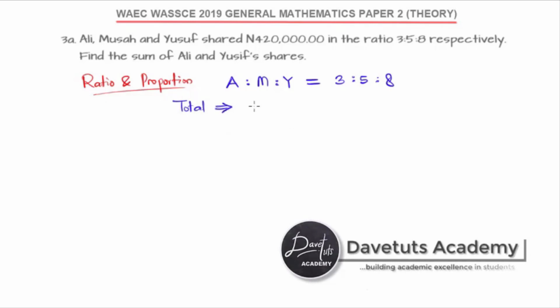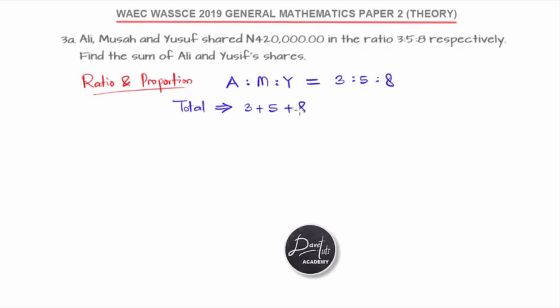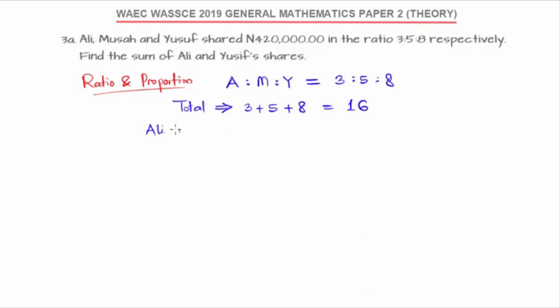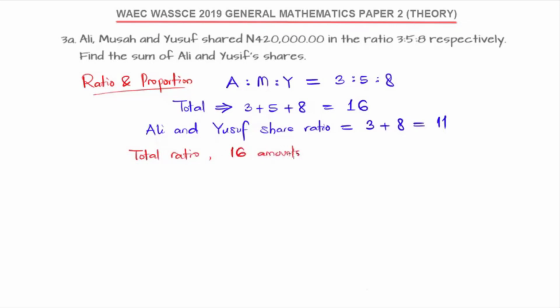Now, the total of this ratio, which is 3 plus 5 plus 8, that will be 8 plus 8, that's 16. A simple way to look at this is that the three of them together make 16. If you just want to consider Ali and Yusuf's own share, they are going to share in the ratio Ali is 3, Yusuf is 8, so that will be 3 plus 8, that is 11. So you can do a simple relationship between the two: the total that the three of them shared, that total ratio amounting to 16, amounts to 420,000.